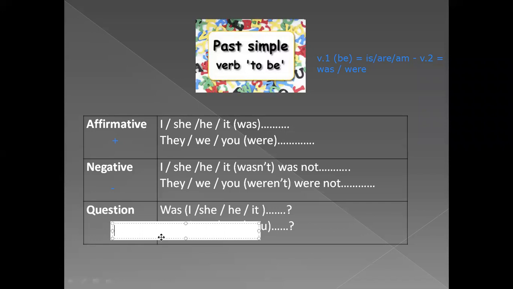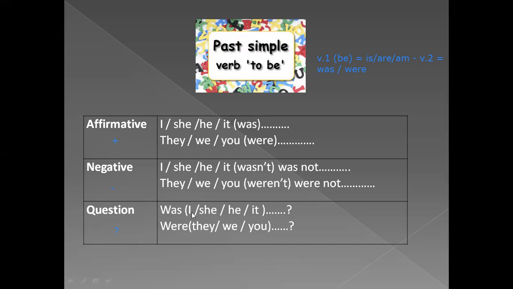The form of a question. Whenever I want to make a question, not only in the past simple verb to be, whenever in English, okay? Whenever I want to make a question, you should know that I should switch between the subject and the verb. So the verb will become at the beginning of the sentence, then it will be the subject, okay? So I should start with the verb, then the subject.